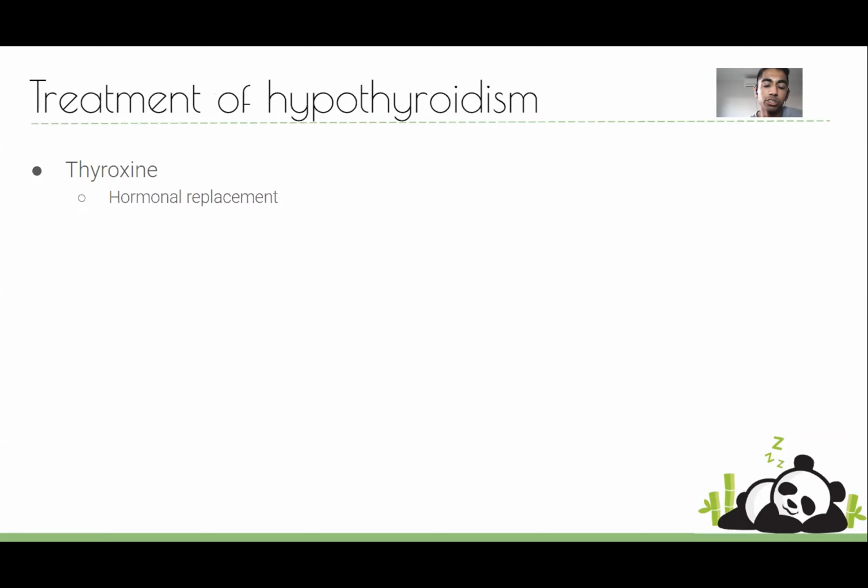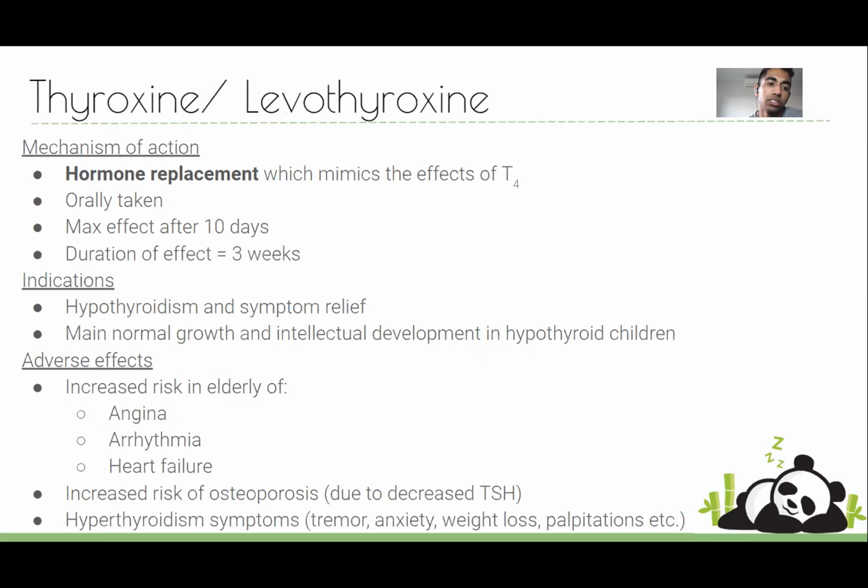Okay, and then how do we treat our hypothyroidism? So we've got an absence of our thyroid hormones. We need to pretty much just replace them. And so we give them thyroxine, which is a hormonal replacement for our thyroid hormones. So it mimics the effects of T4. It's an oral drug. Takes effect mainly after 10 days. That's when it's peak effect.